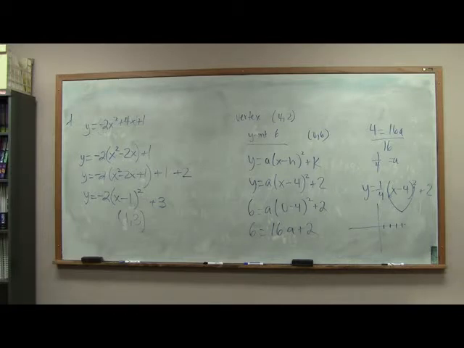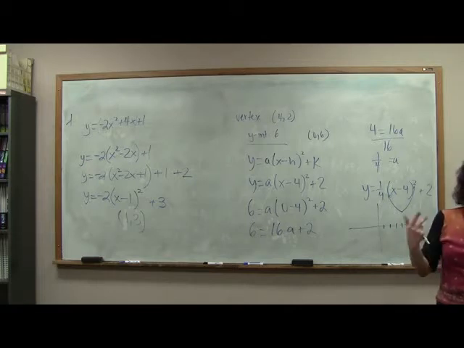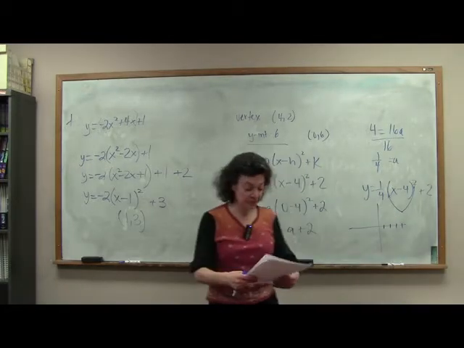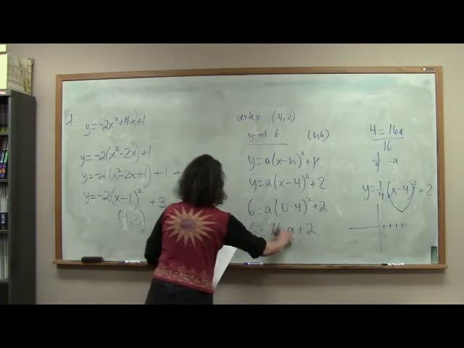Something else I want to point out. Notice there's no zeros here, are there? There's no place that this graph touches or crosses our x-axis. And again, if you were actually to multiply this out and then use your quadratic formula to find the zeros, you'll see that you're going to get a negative under the square root again, just like we did in an earlier example. All right, one more example for this section.